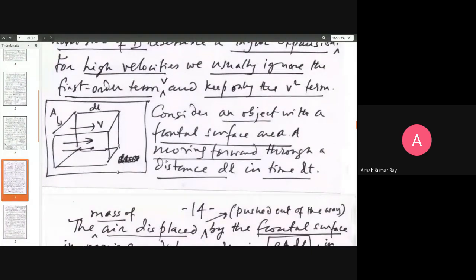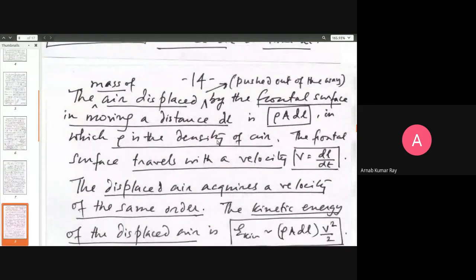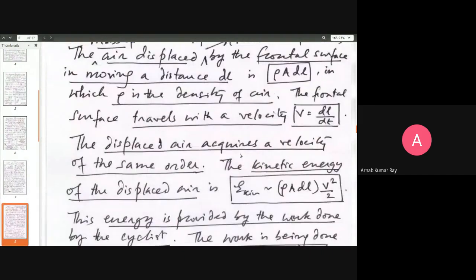The air was still in this box region, and suddenly this object with the frontal surface A has come from the left-hand side and given it a push. The air has moved out of the way, and in so doing, it has got some velocity that is roughly of the order of the velocity of the moving object. So the displaced air with a mass rho A dl acquires a velocity of the same order.